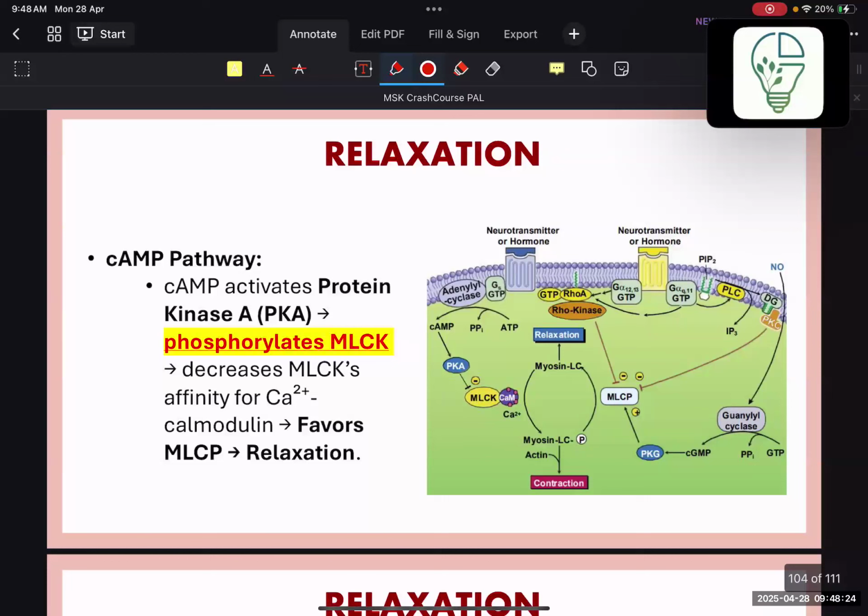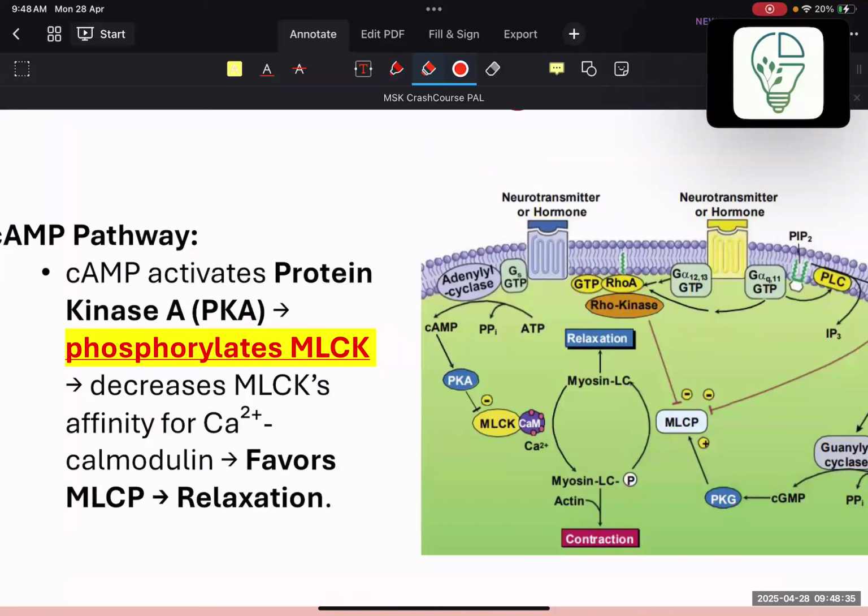Now let's talk about the other methods aside from calcium, because I said smooth muscles don't only depend on calcium to relax. They also have other methods. So number one, a neurotransmitter or a hormone is going to bind to a receptor, and this is going to cause increased levels of adenylyl cyclase, this molecule over here, and that's going to cause an increase in cAMP.